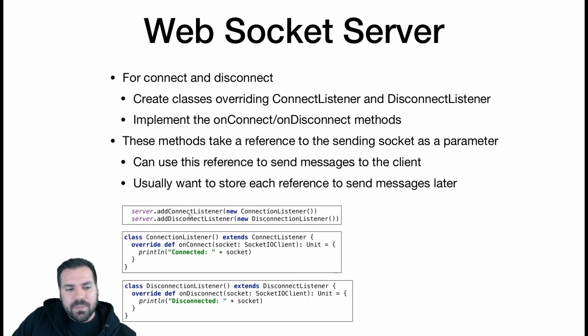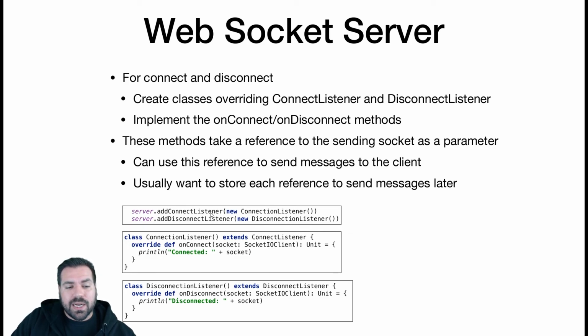So these methods take objects of these types: connect listener and disconnect listener. Connect listener and disconnect listener don't do the things that we want them to do. We're going to have to extend those classes, override this onConnect and onDisconnect method, and give it the functionality that should occur on either a connection or disconnection. So when a new user connects, we want to add a connect listener, which is going to listen to the connect event. And when that connect event occurs, the server is going to tell any connect listeners, hey, somebody just connected, and it's going to do that by calling its onConnect method.